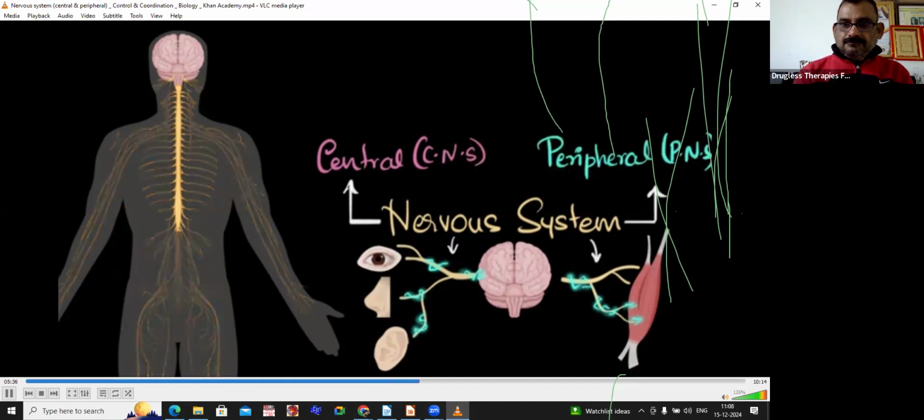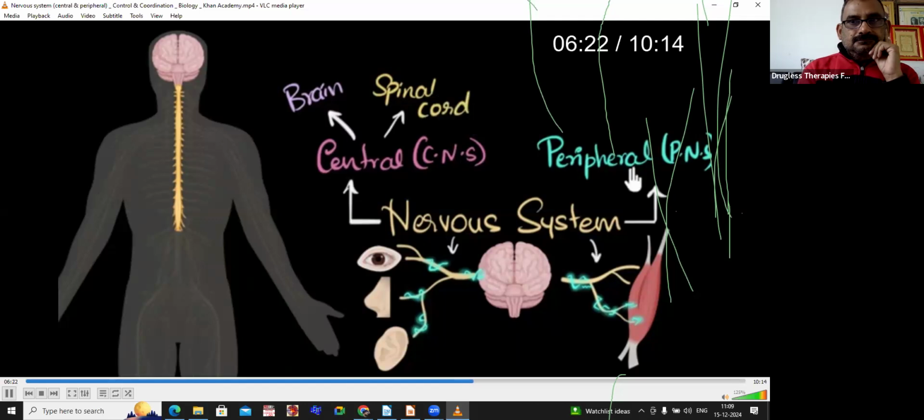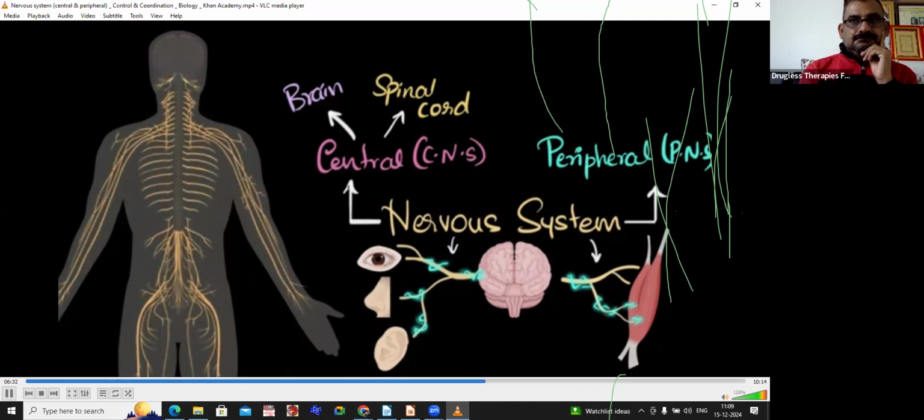The central nervous system involves the brain, which is the command center, and your spinal cord. That's your central nervous system; it contains two parts: the brain and the spinal cord. The peripheral nervous system is everything else besides the central nervous system. So you can see all these branches. These branches that you can see, they are the peripheral nervous system.